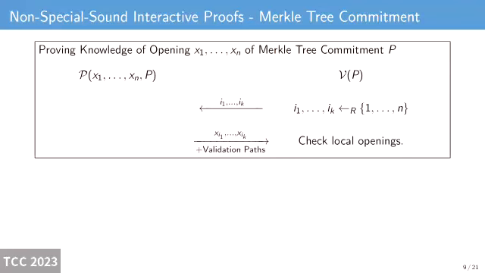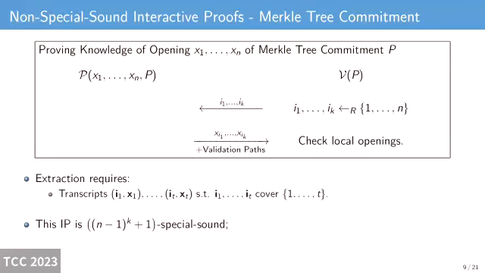So another example, which I will not treat in detail, is a simple protocol for opening Merkle tree commitments. I just want to mention that this is an example that you encounter when you compile, for example, PCPs or IOPs into interactive proofs. And also here we typically end up with inefficient knowledge extractors. And there are several other natural examples where you run into this problem.